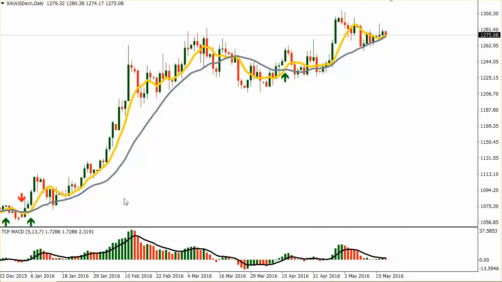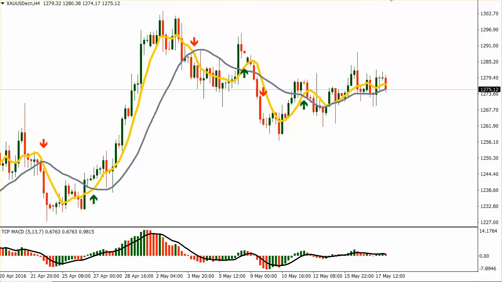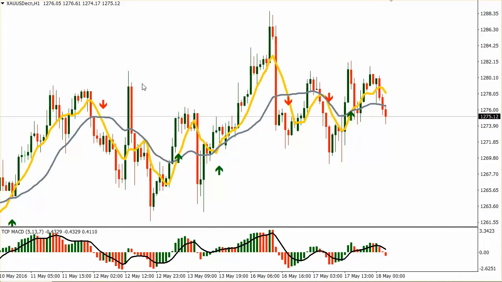So on the daily, you can see a massive one over here. Now the thing about trading is that you're not going to win all the time. You're never going to win all the time. But if your winners are going to be significantly bigger than your losers, then you're going to be in front.